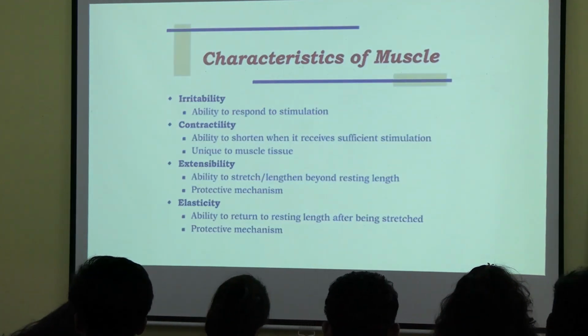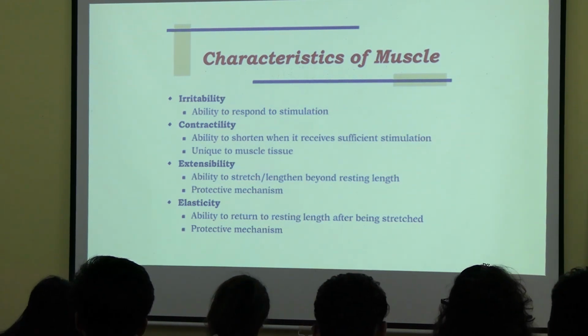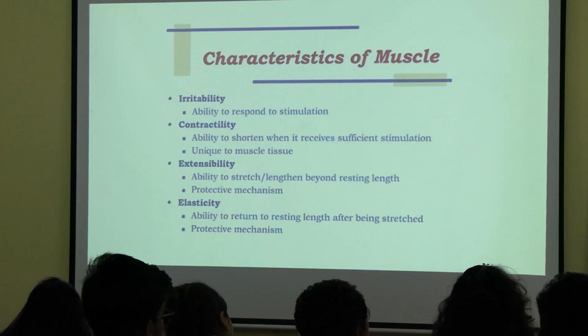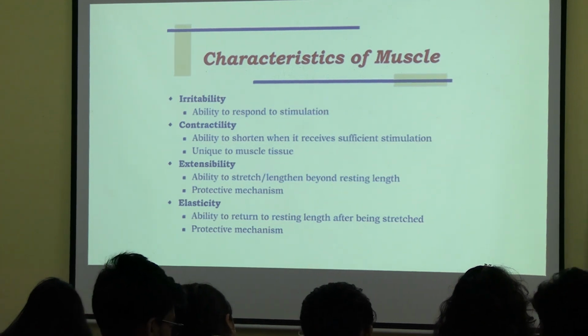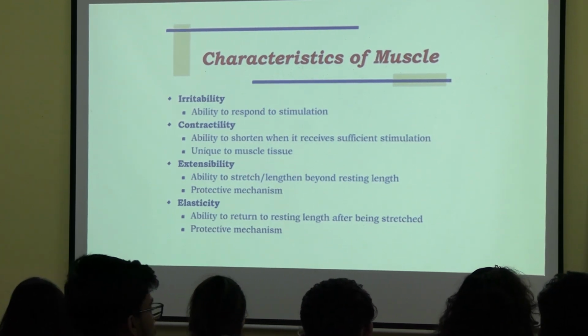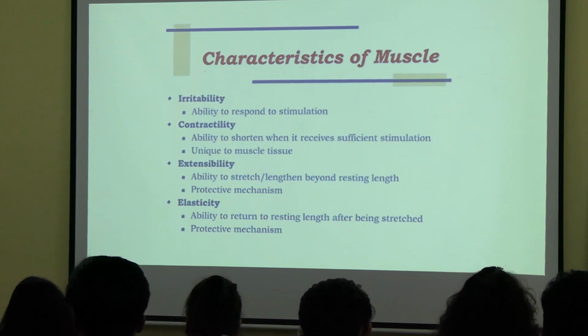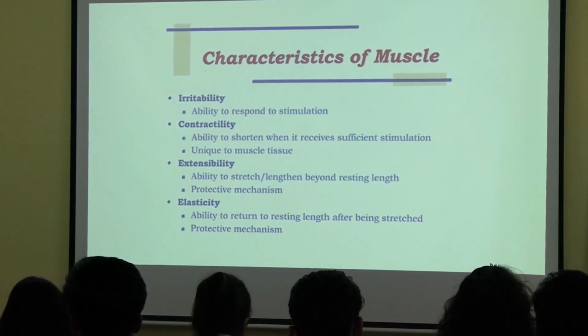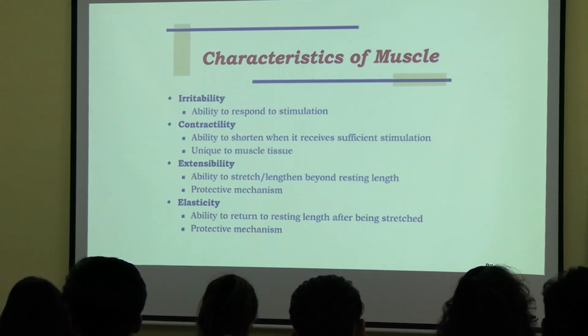Next, what are the characteristics of the muscle fiber? First of all, irritability, that means the ability to respond to a stimulation. Whenever you give some stimulus, it will respond to that stimulation. Then contractility, that means after getting a sufficient stimulus, it will contract. Then extensibility means the ability to stretch, that means it can be lengthened beyond the resting length. Then elasticity, the ability to return to the resting length after being stretched. So these are some important properties of the muscle fibers.